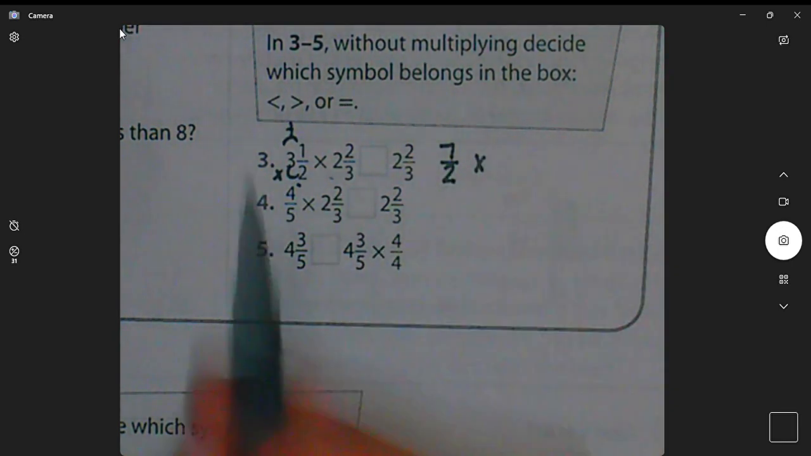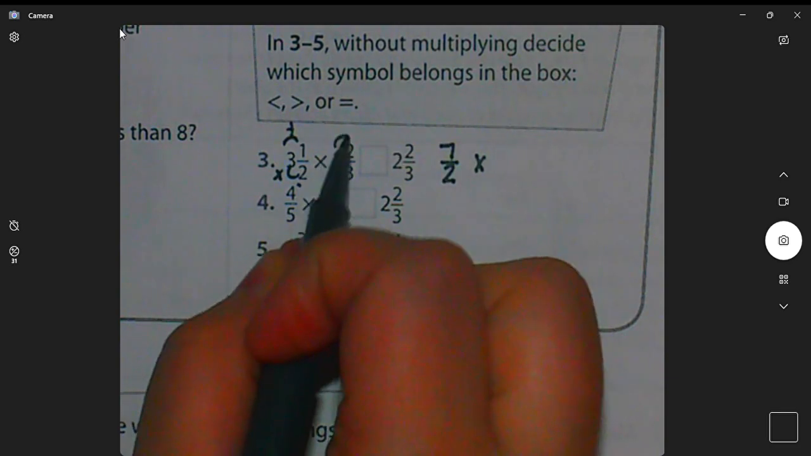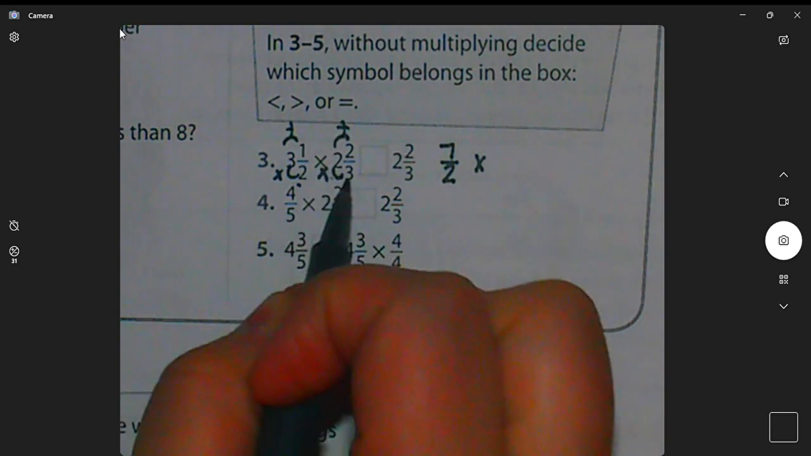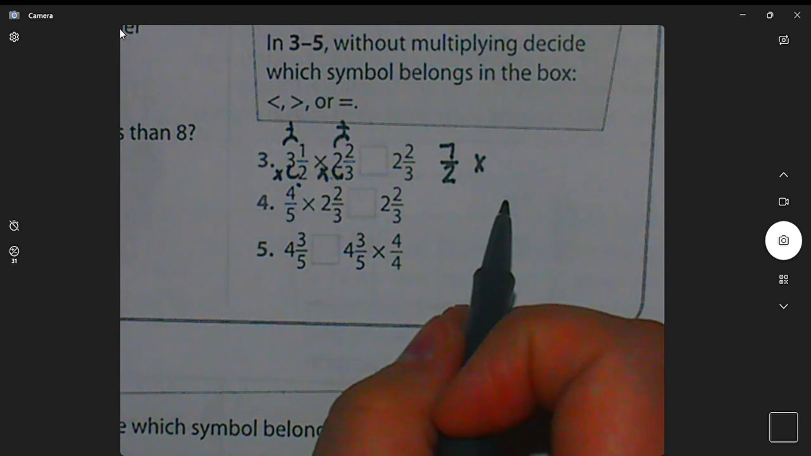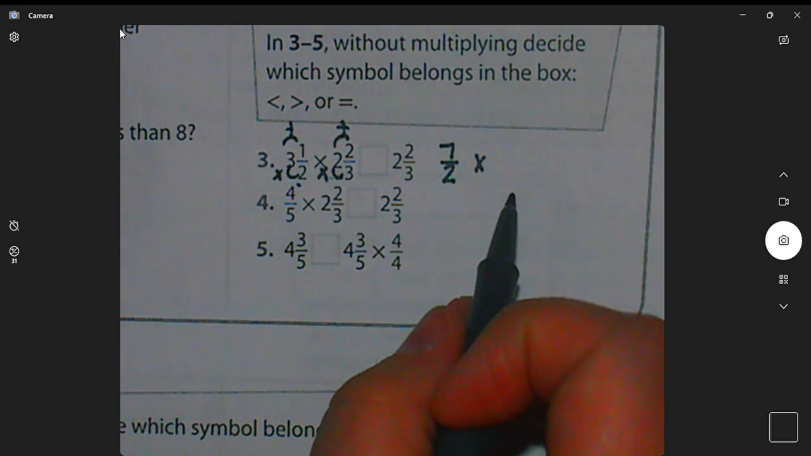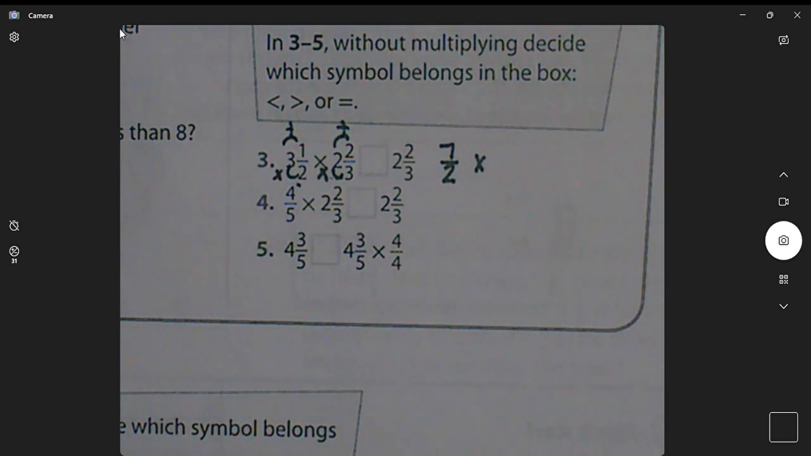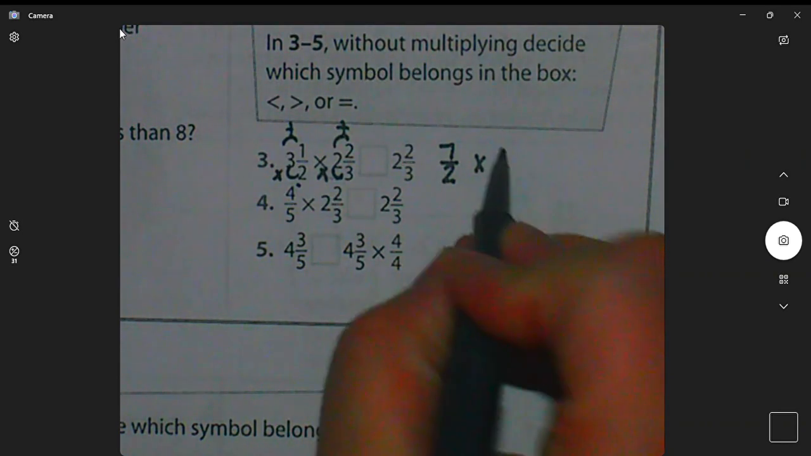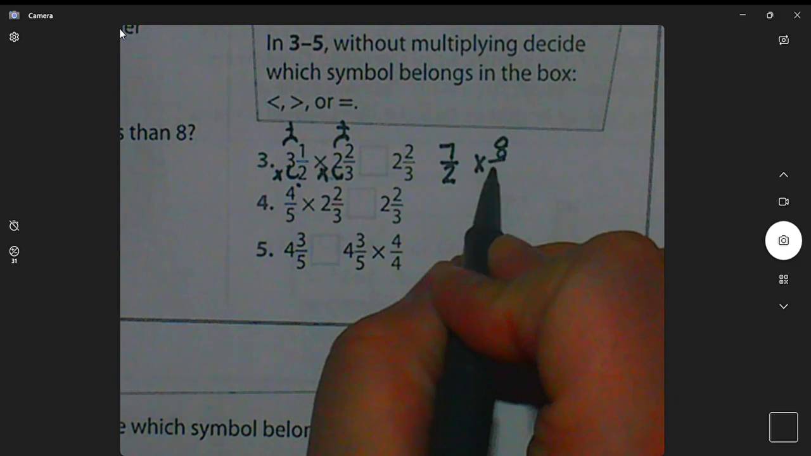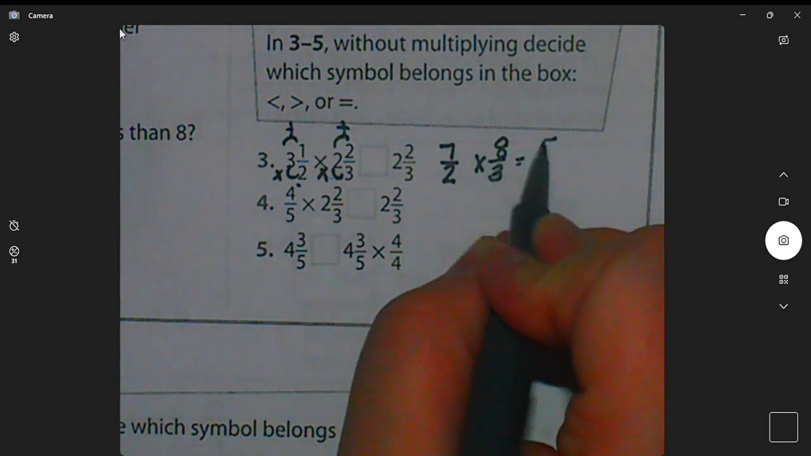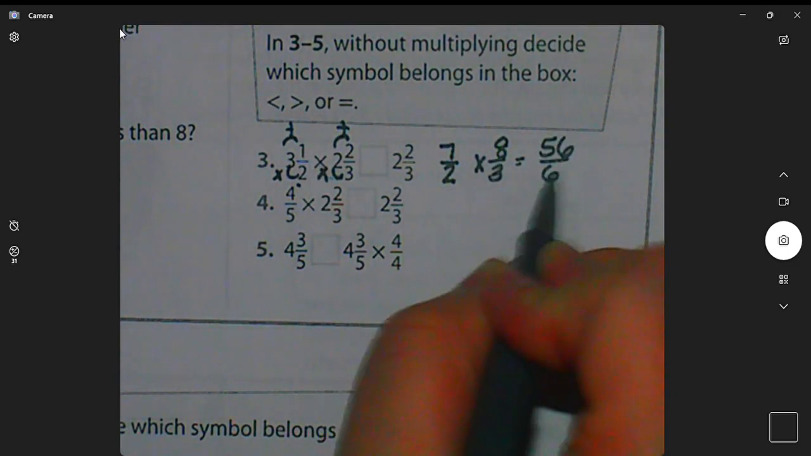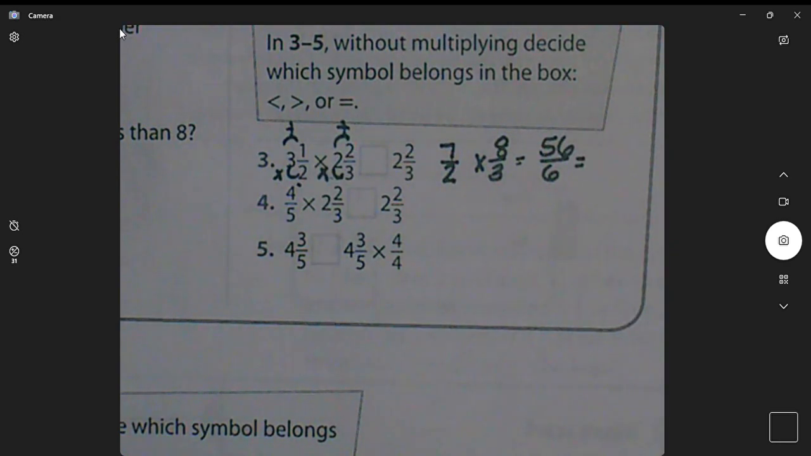times, again, multiply, then add. 2 times 3 is 6. 6 plus 2 is 8. 8/3, so I get 56/6. Now, I can't leave it that way. I have to change it back.